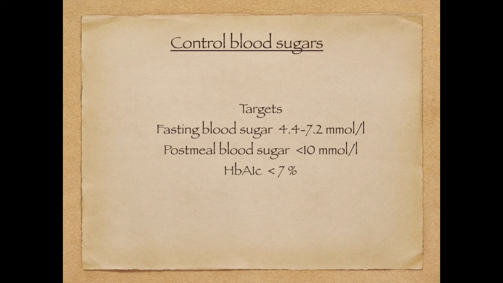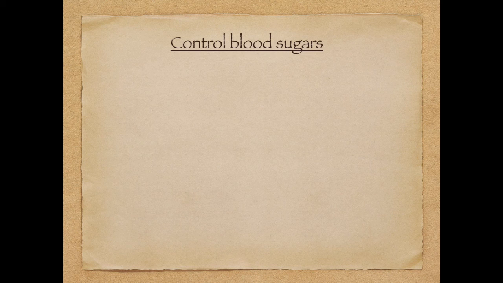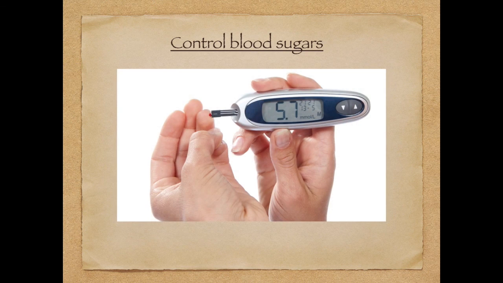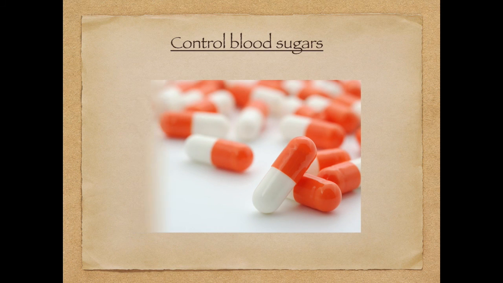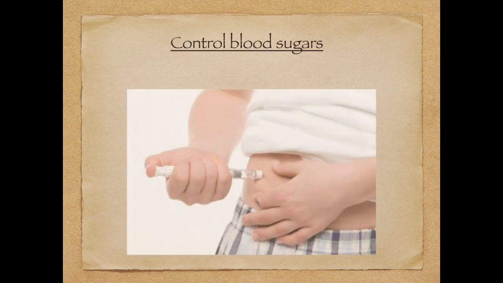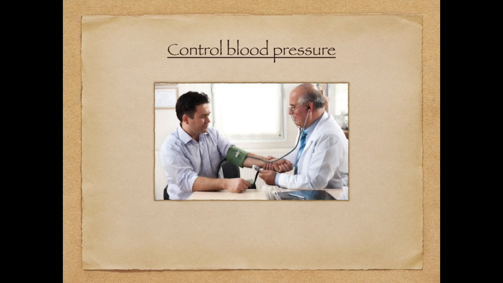In general, optimal control would be defined by a HbA1c less than 7%, fasting blood sugars between 4.4 to 7.2 millimoles per liter, and a post-meal blood sugar less than 10 millimoles per liter. However, these targets will have to be individualized depending on patient circumstances and associated medical conditions. Home monitoring of blood sugars by a glucometer is an effective tool to improve your blood sugar control. Your doctor might choose oral medications or insulin injections to achieve optimal control of blood sugars.